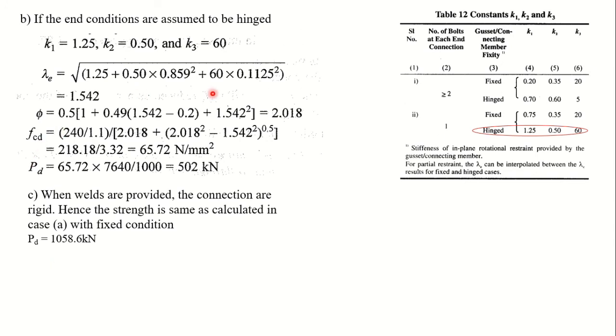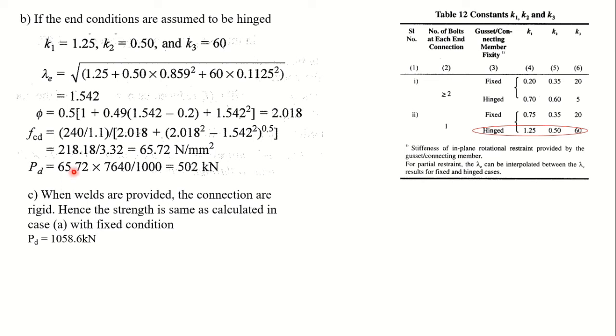So with the same values of lambda vv and lambda phi, if we go for calculating the equivalent slenderness ratio lambda e, that is k1 plus k2 into lambda vv square plus k3 into lambda phi square, then for this particular case it comes out as 1.542. So phi is equal to 0.5 into 1 plus alpha into lambda e minus 0.2 plus lambda e the whole square. This gives us 2.08. So FCD, on using the values, comes out to be 218.18 Newton per mm square.